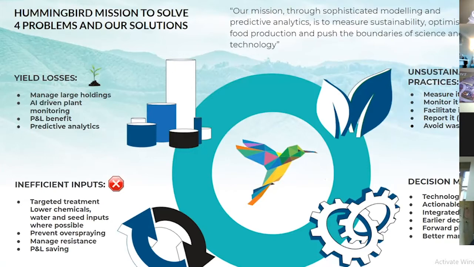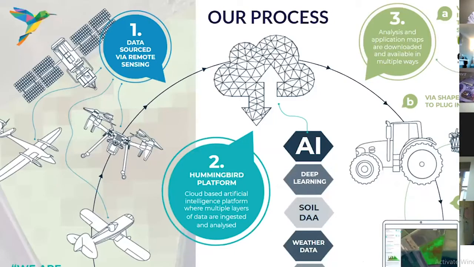The main aims of Hummingbird, I think, align with a lot of the John Deere aims when it comes to technology. So we're looking at how we can reduce inputs while maximizing yields on farm, and use the data to help with decision making and sustainable practices. We do this via ingesting imagery, so satellite and UAV imagery.